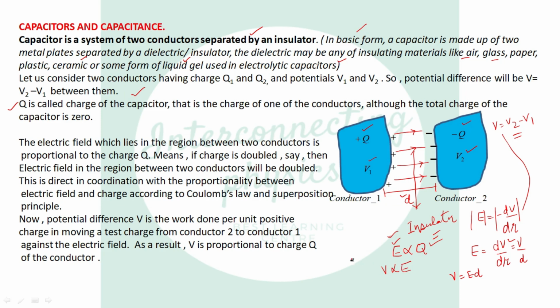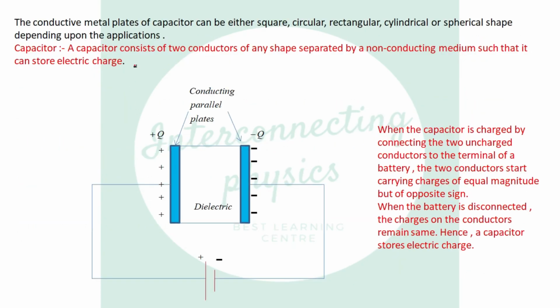So we can say V is directly proportional to the charge of the capacitor, or conversely we can write this equation as Q is directly proportional to V. When we remove this proportionality sign, we get a constant of proportionality C. This C is called the capacitance of the capacitor.